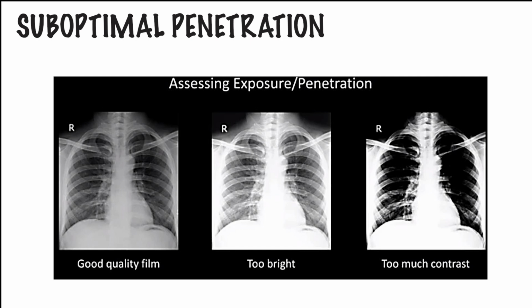Exposure or penetration of a PA chest x-ray is considered good when the outlines of the vertebral bodies are visible. Consequences of suboptimal penetration include excessive brightness, which leads to falsely prominent pulmonary markings, diminished brightness, which leads to falsely diminished pulmonary markings, and excessive or diminished contrast, which may lead to falsely diminished markings, obscuring of pulmonary nodules, and pneumothoraces.